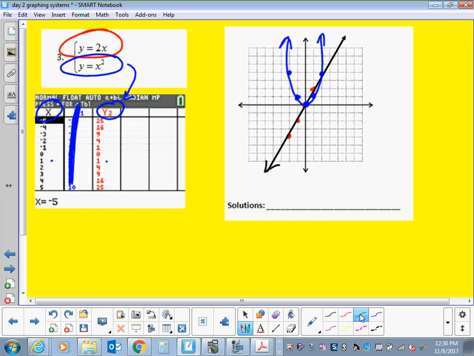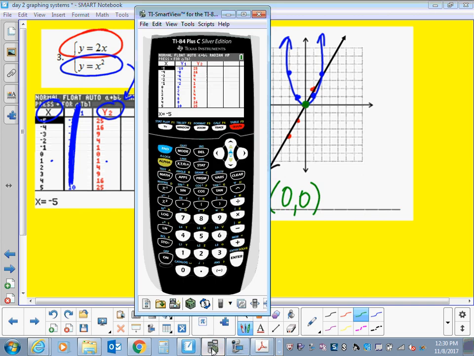Now, I think one of these is very easy to see. Which solution is very clear? Where are they crossing? Right there, at the origin. 0, 0, we can all see. That other point, I'm not too sure. Let's look at my graph.